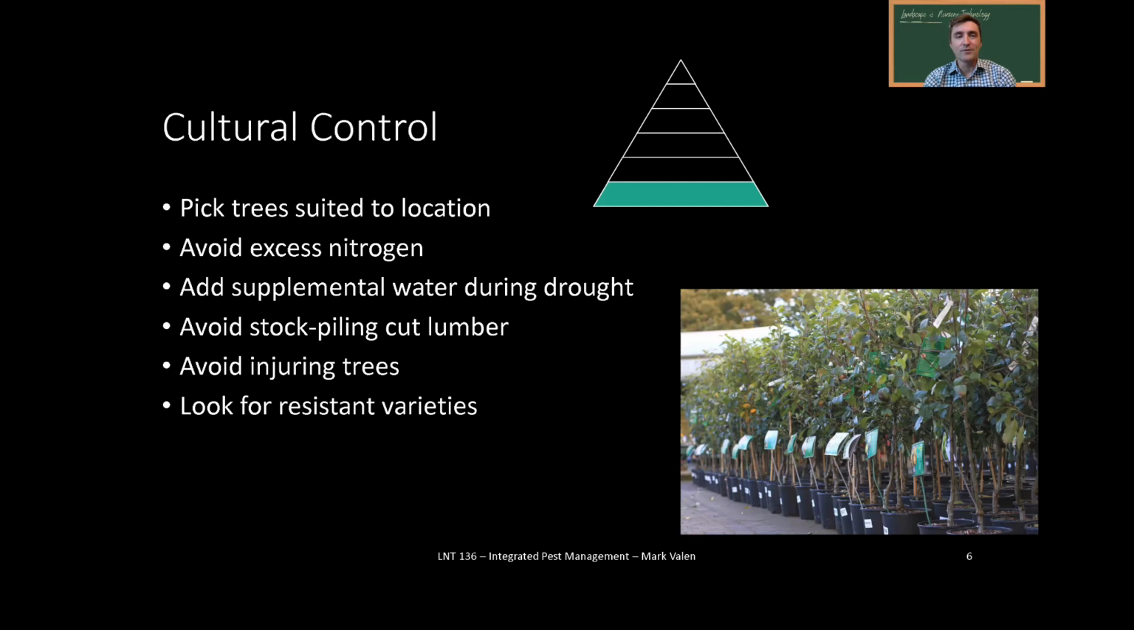During a drought condition, we want to add supplemental water. We want to irrigate. And this again is going to lead toward a healthy plant, and a healthy plant can produce quite a few chemicals within its leaves that are going to resist the pest naturally.